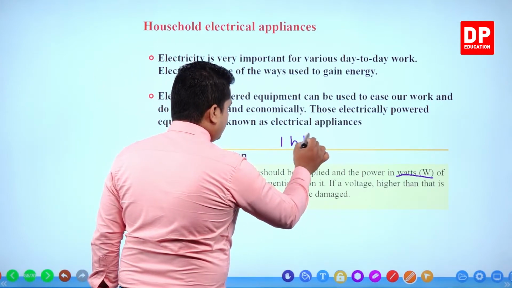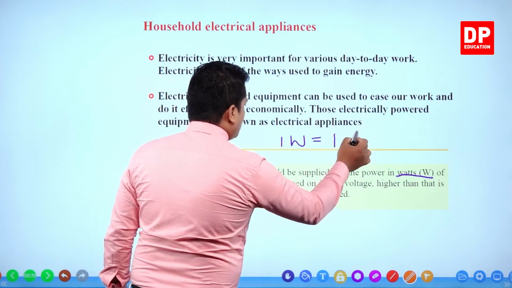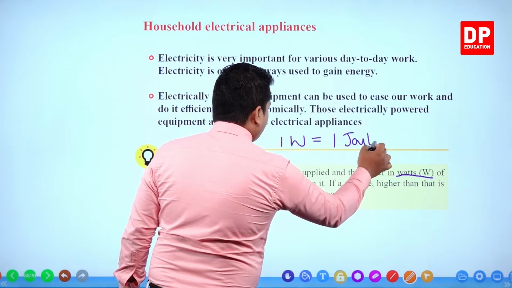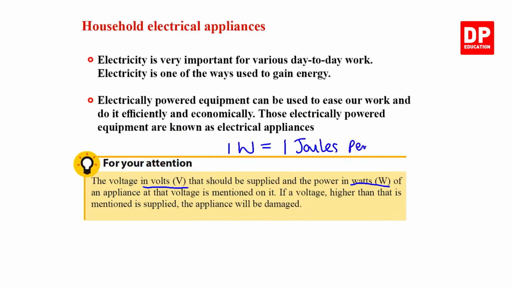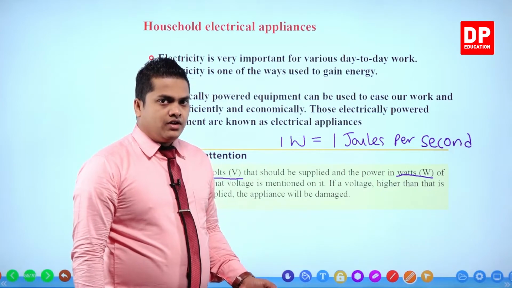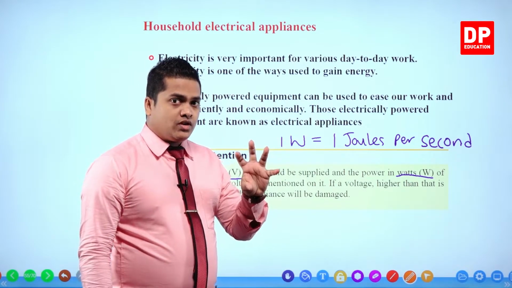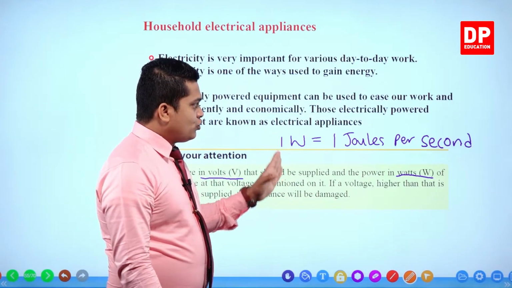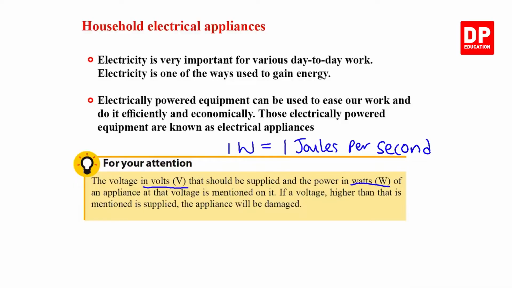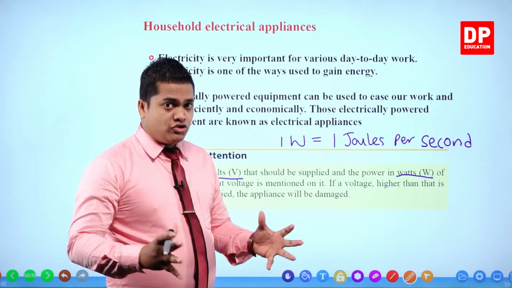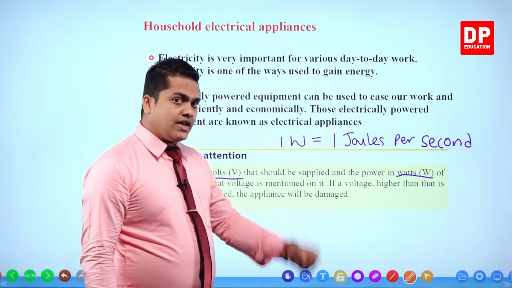1 watt means 1 joule per second. That means if this instrument has 1 watt of power, it is going to convert 1 joule of electricity to a different form of energy within 1 second of time.